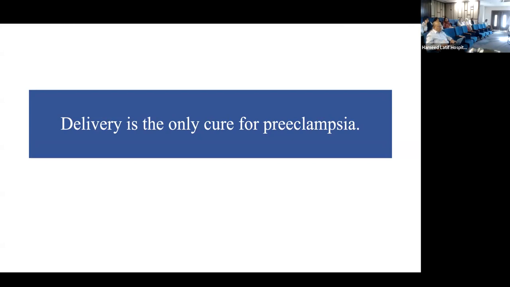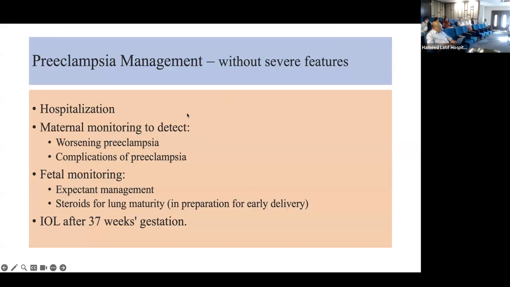would go for delivery. So without severe features: hospitalization, maternal monitoring to detect worsening status of preeclampsia or early development of complications, and fetal monitoring, expectant management, and steroids for lung maturity if the pregnancy is, say, around 32 weeks, and induction of labor after 37 weeks if preeclampsia is without severe features.